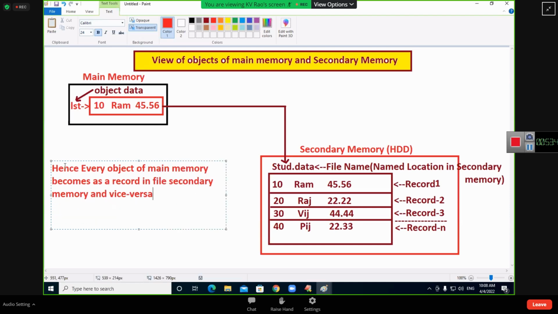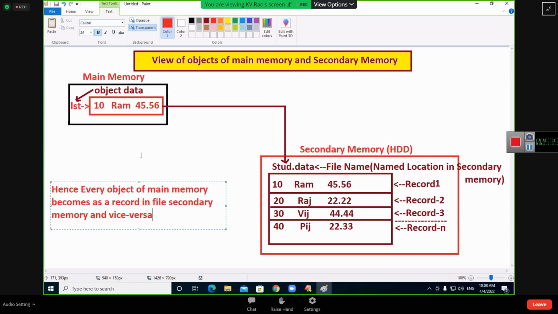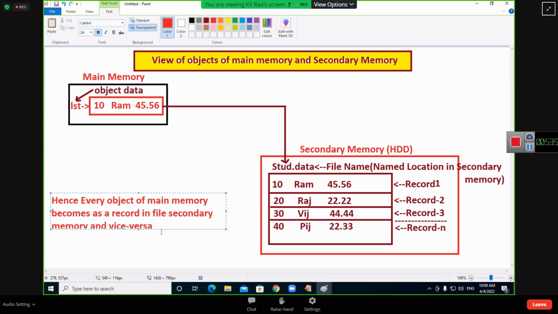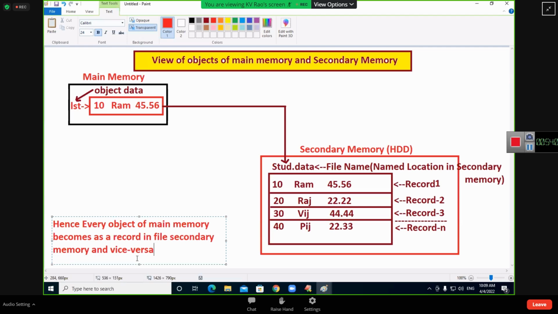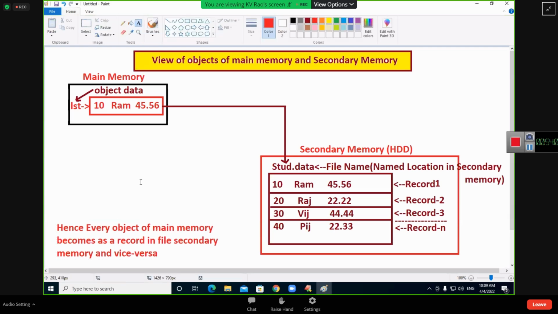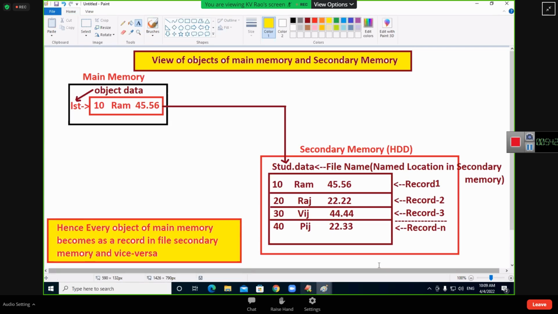Every object's data of main memory will become what? A record. And every record of a file of secondary memory will become what? An object in main memory. If this point is clear, there is nothing more for you; you will understand very perfectly. This is the most important. Such a flow between main memory and secondary memory is called a stream. S-T-R-E-A-M.